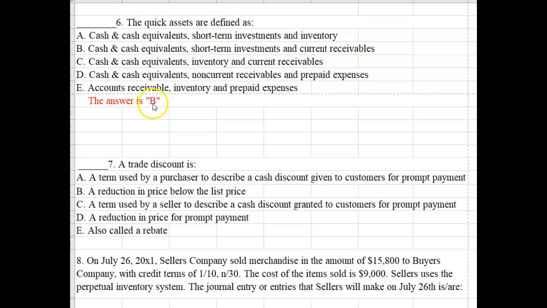The answer is B. Quick assets are defined as cash and cash equivalents, short-term investments, and current receivables.